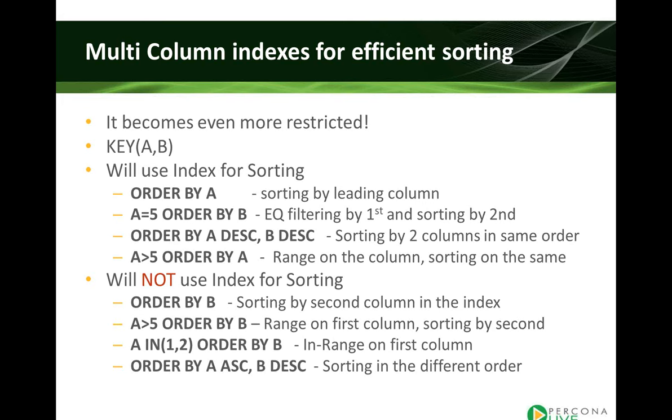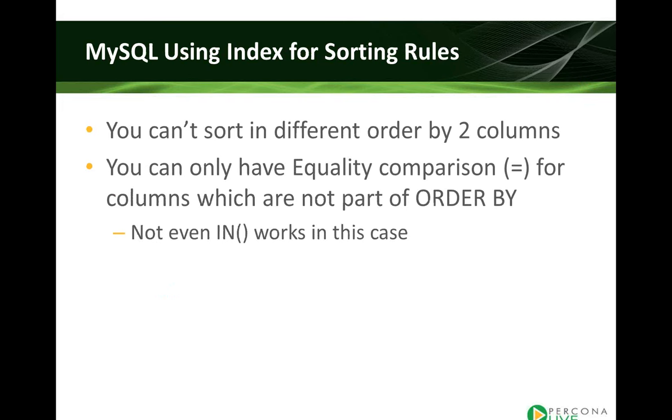These all can be optimized using the index pretty well. However, if you try to do something like sorting by the second key part, or having the range on the first column and sorting by the second, or sorting in different directions, that won't work. And note, unlike in the case of just using the index for lookup, the IN range doesn't really help us here. If you have an IN range on column A and we try to sort it by column B, it won't use an index for sorting and you'll end up with filesort.